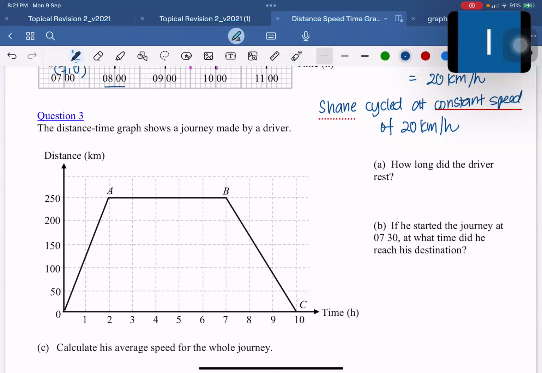Then he said he rests, right? How long did he rest? The question asks, how long did he rest? From what timing? 2 to 7. 2 to 7 is how much? 7 minus 2?